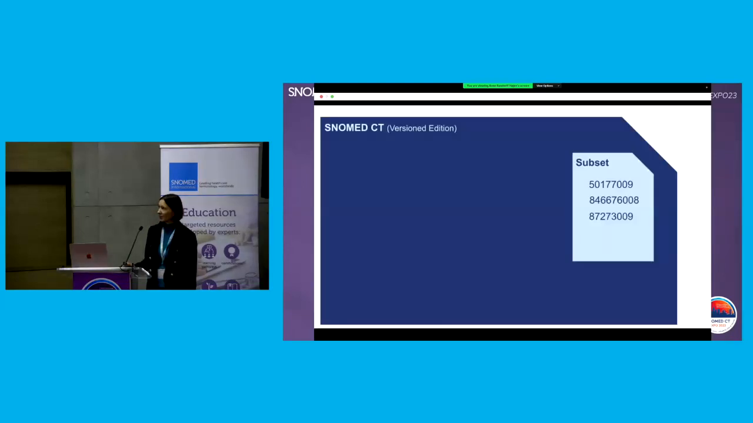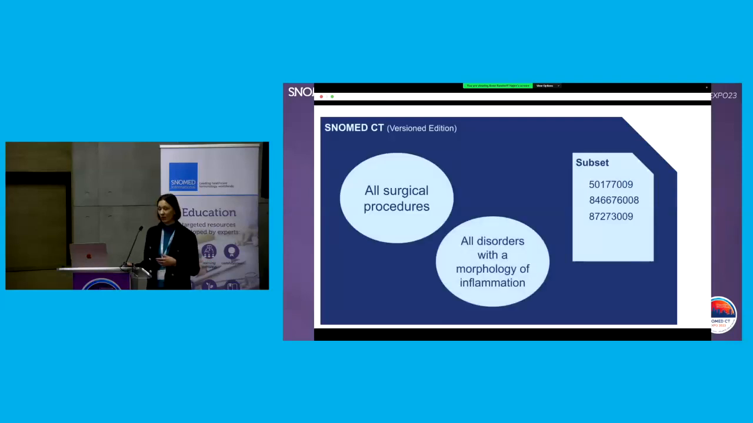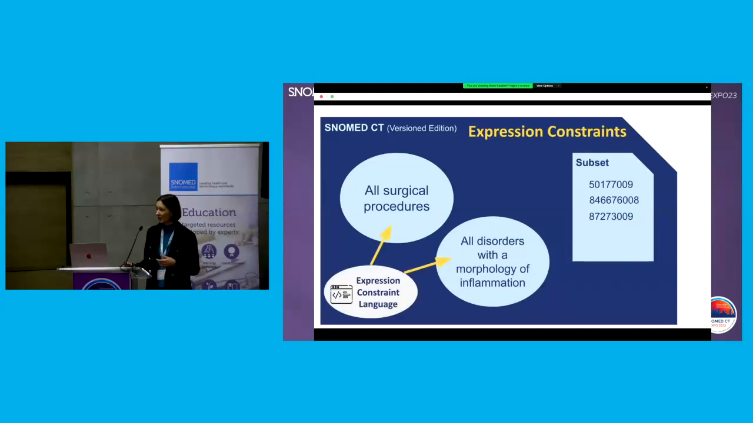Okay, so we've talked about how subsets can be built from an enumerated list, so just a list of codes, but they can also be built from a query. That means you might want to develop a query for all types of surgical procedures, or a query for all disorders with a morphology of inflammation. And the way that we can do this is by using the expression constraint language. So we can use an expression to say, please give me all the surgical procedures in SNOMED and all the disorders with the morphology of inflammation.